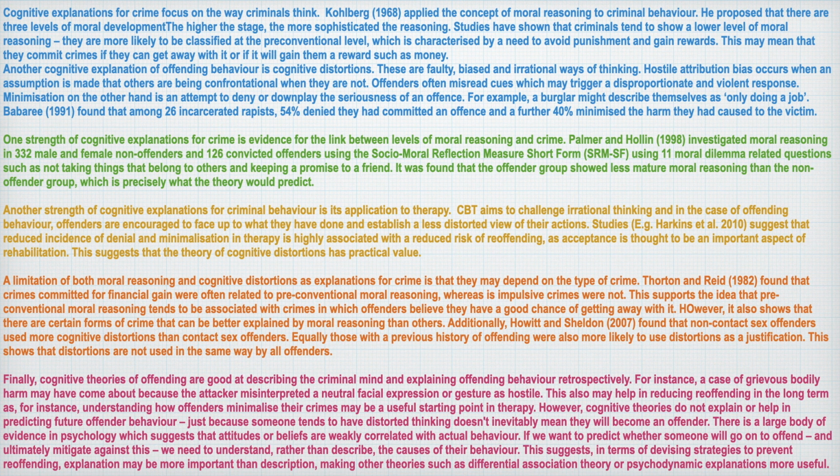Notice with the discussion point that I'm making the argument that other explanations may be better than cognitive explanations, but remember that when you do that, it's really important to actually name some of the alternatives so that the examiner knows that you've given it some thought. So in this essay, I have named differential association theory and psychodynamic explanations as being more useful potentially than cognitive explanations.